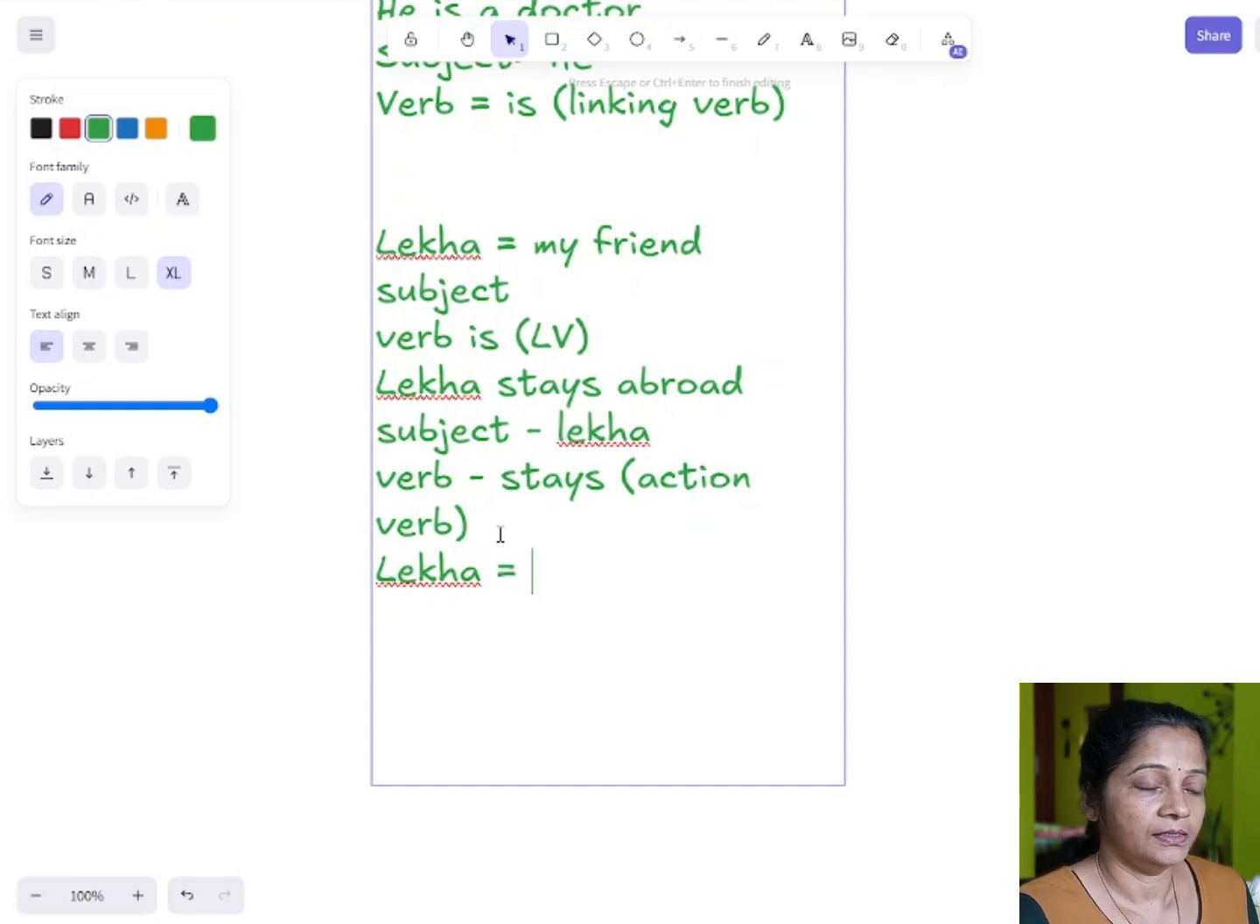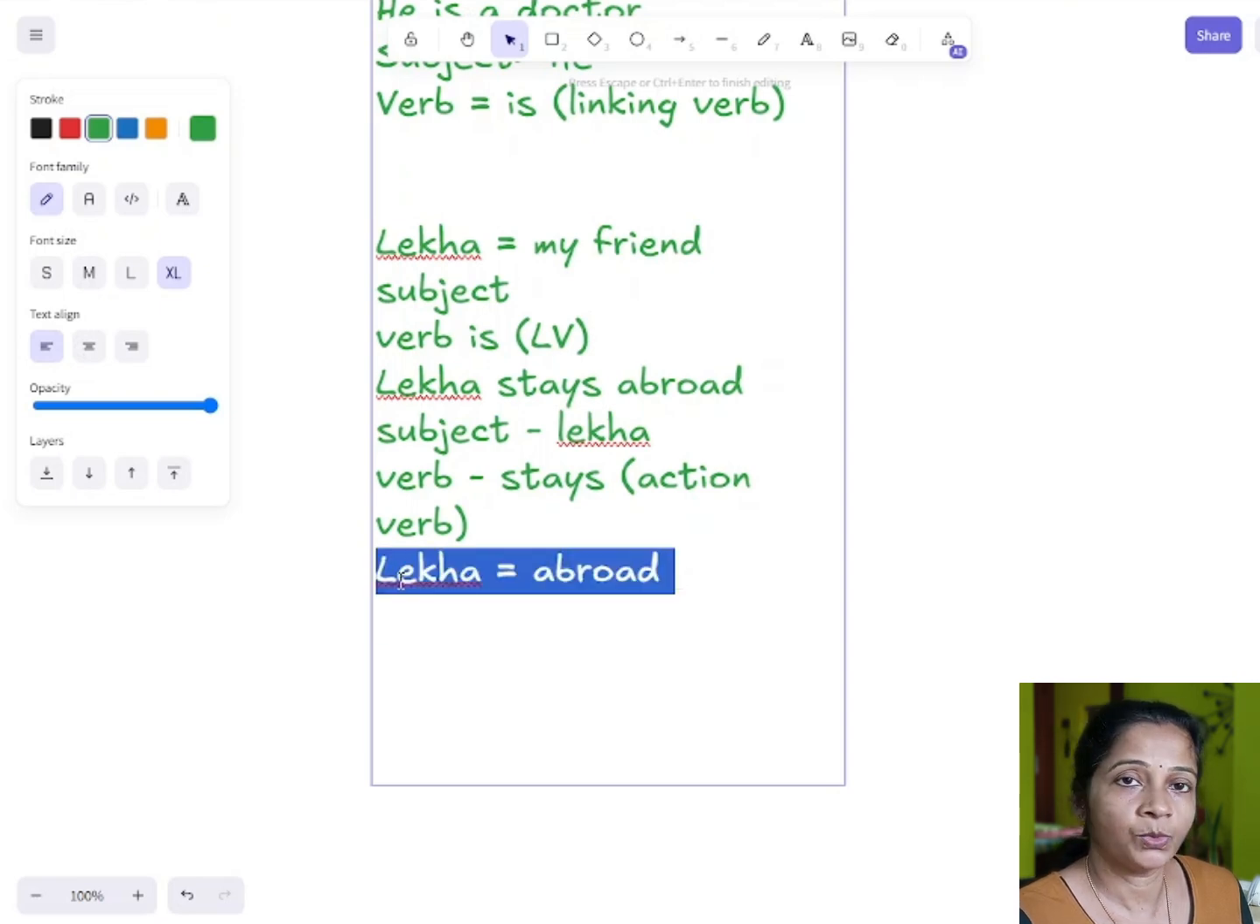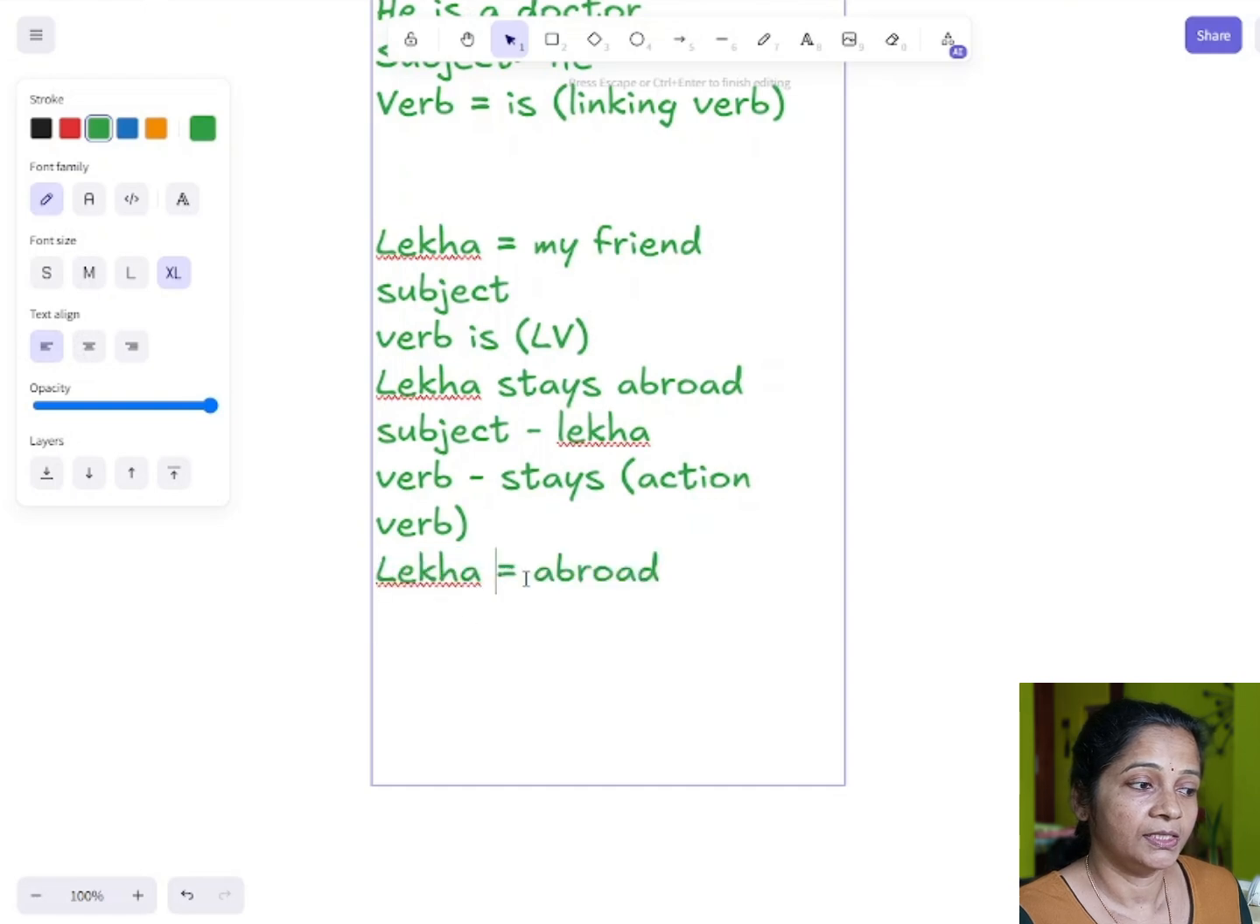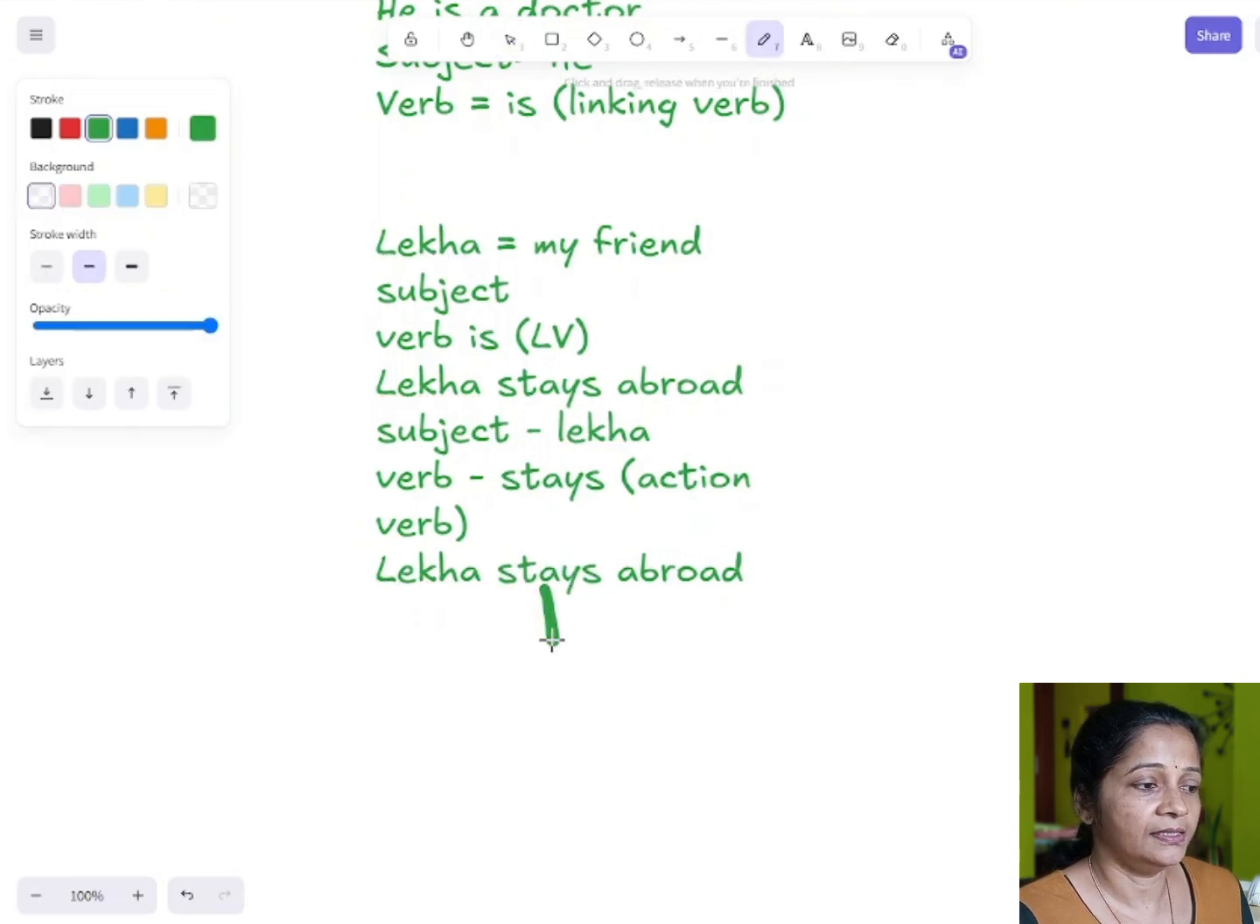Lekha stays abroad. You know? So instead of stays, if I put an equal mark, Lekha equal to abroad. Can you read this? Is Lekha equal to abroad? No, right? So something is missing here. So this is why I say only linking verbs can be equated like this. So if you cannot write this way, that means stays is not a linking verb. This is an action verb. Understood? Stays is an action verb.